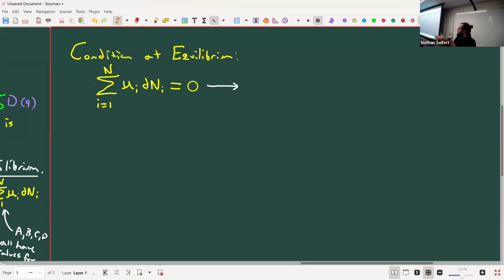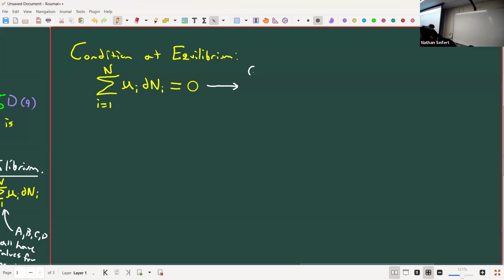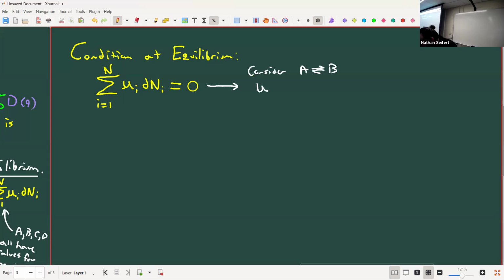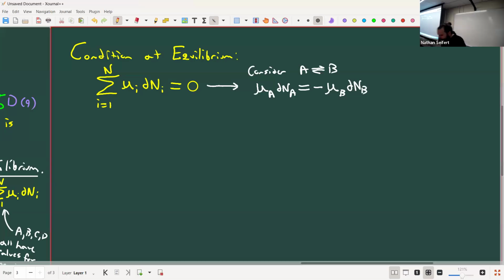Now, let me just think of a very simple idea here. Let's simplify the problem just a bit. Consider a very, very simple reaction, equilibrium between just A and B. Let's not worry about all the different ones. It's just 1-to-1 moles, so we don't have to worry about molar conversions. What this says is that the chemical potential of A times the change in the moles of A is equal to the change in the moles of B times their chemical potential times -1.